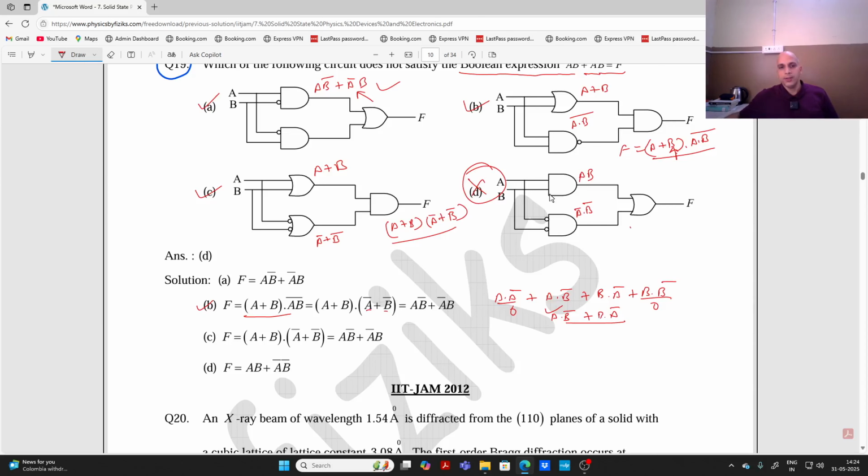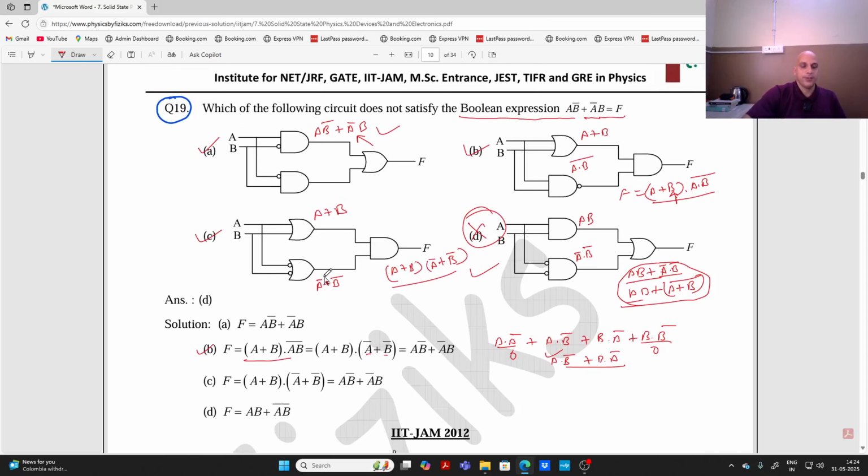And this will give you A, B plus A into B naught. This is a bubbled AND gate. Now you can't solve it, right? If you put A, B plus bubbled AND gate, NOR gate, NOR A plus B, you can see that even then you are not able to solve this expression, because there is an AND operation on the sum. So I can't further simplify it. So this is the correct answer. This is not satisfying this Boolean expression, right?